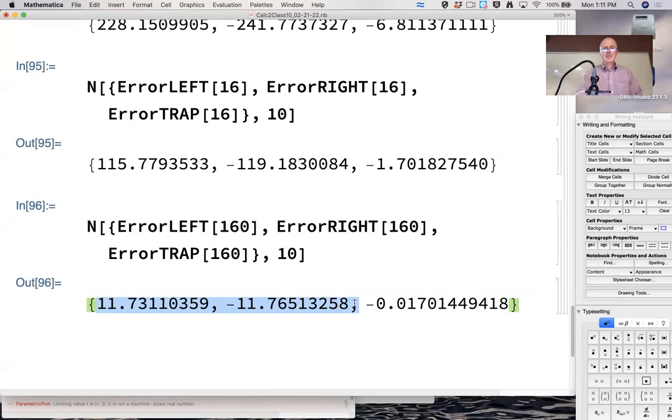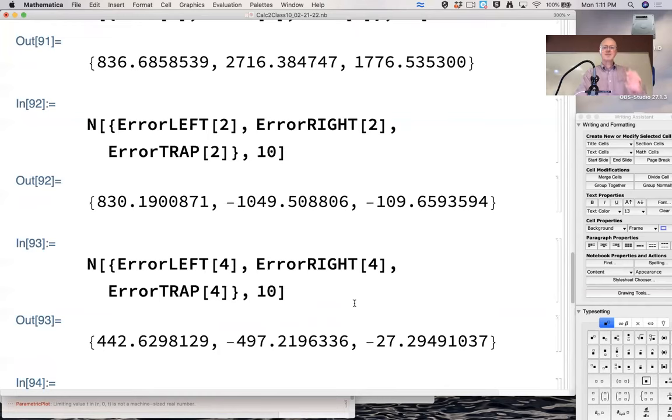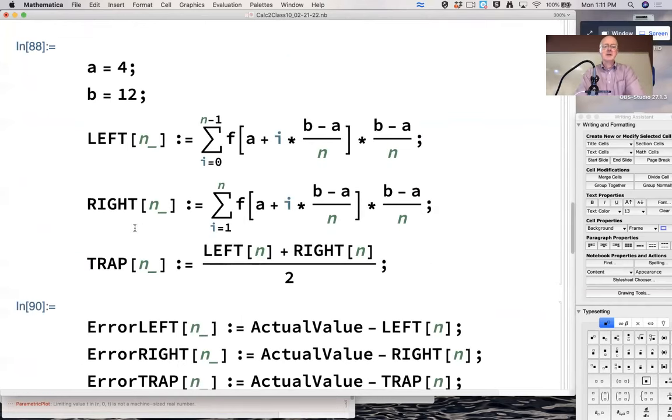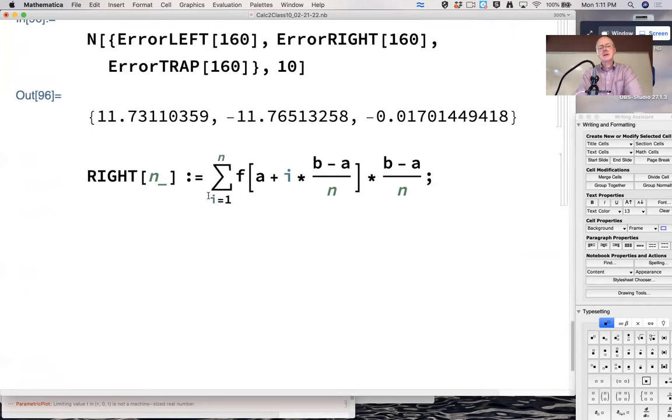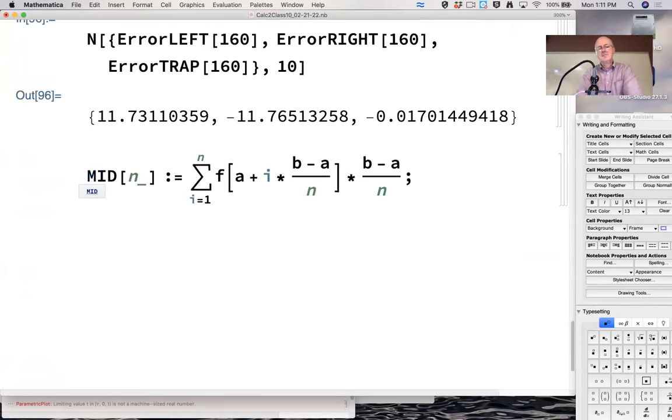What about the midpoint rule? Let's go back up here. For the midpoint rule, I told you last Friday to copy and paste the right-hand rule's formula. Put that down here. Change the word right to mid for midpoint rule. And then you do need to change what goes into the function. Delta x is still the same. It's still b minus a over n.